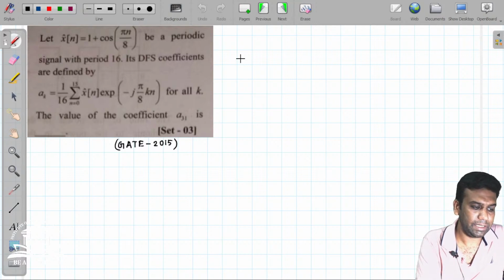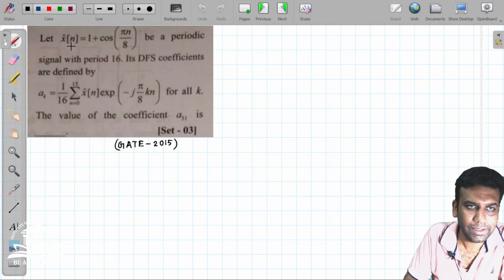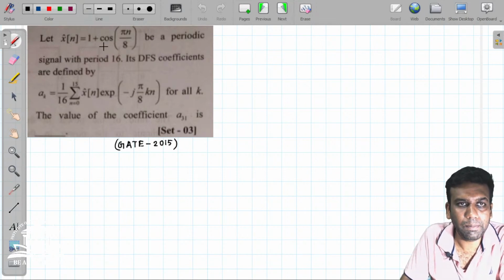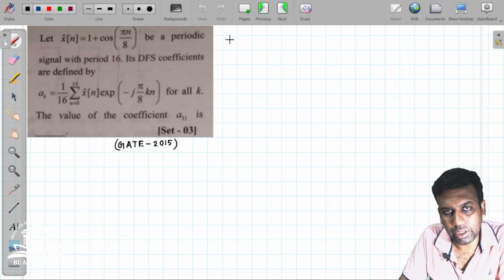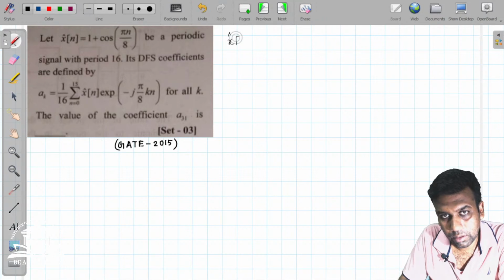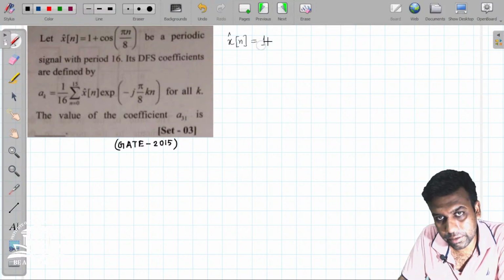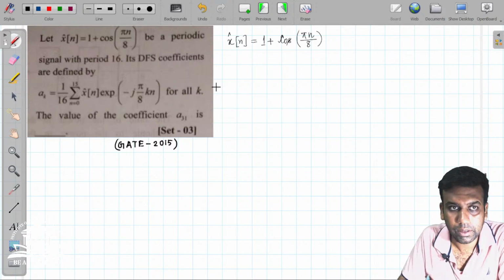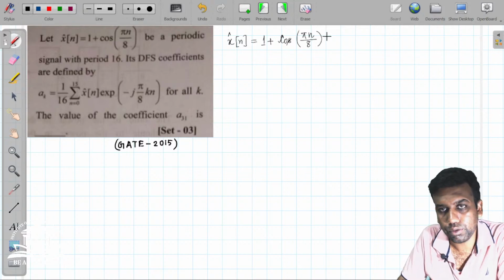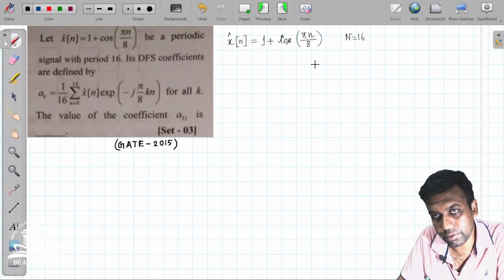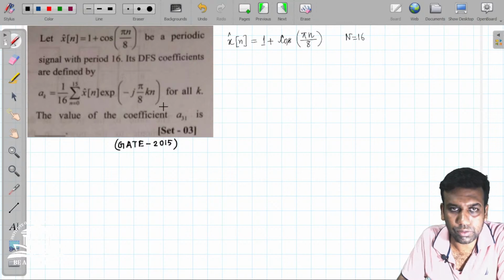Here you can see it is given that x cap n is equal to 1 plus cos pi n by 8. The given signal is also a discrete time signal, and the signal is 1 plus cos pi n by 8. It is a periodic signal with period equal to 16, so n is equal to 16.